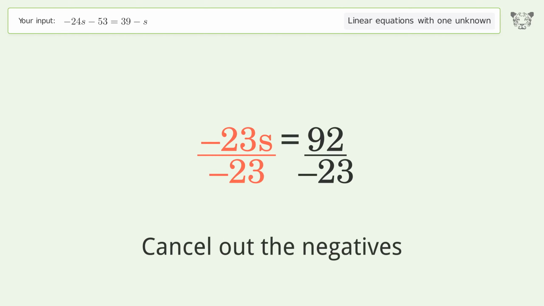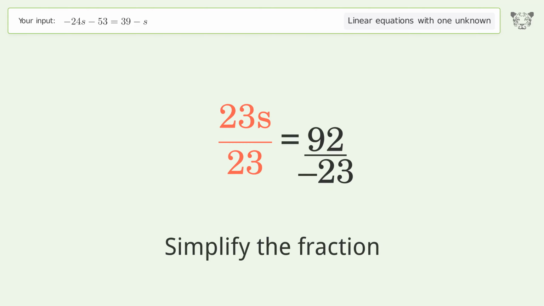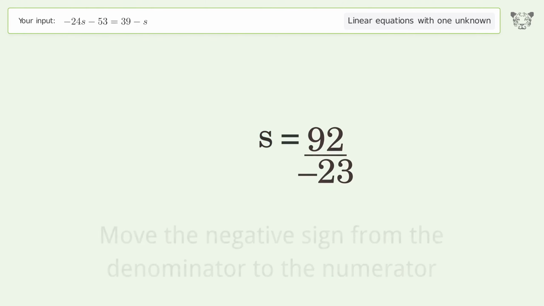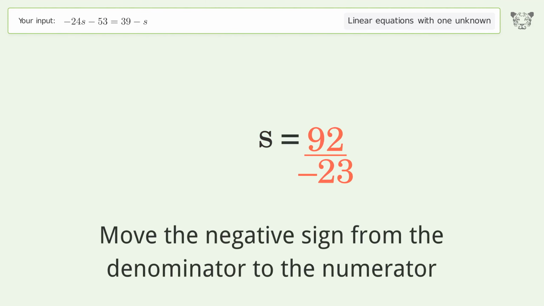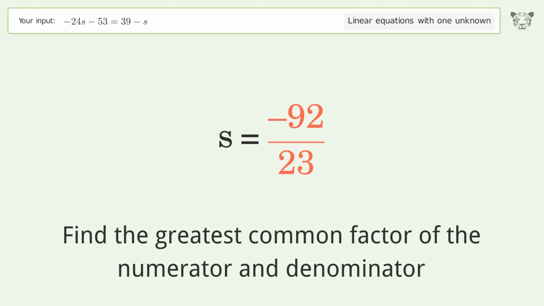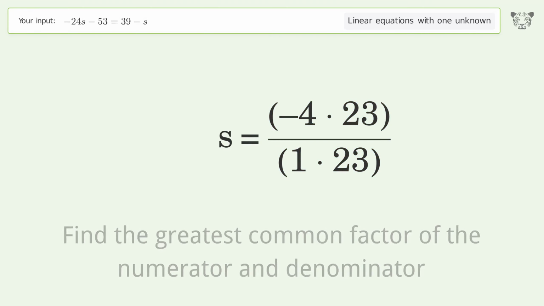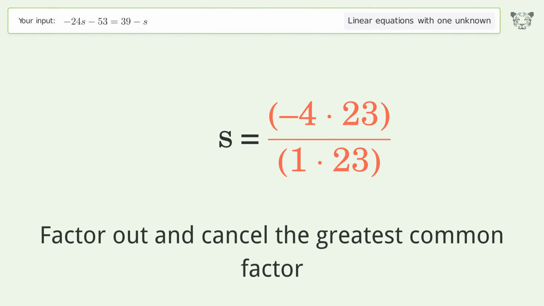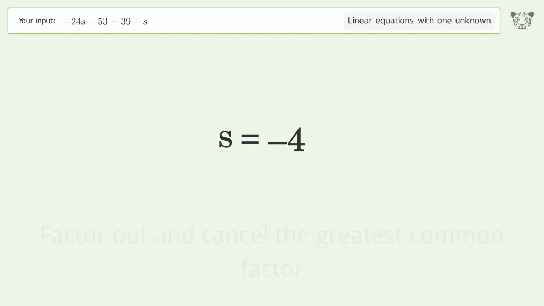Cancel out the negatives. Simplify the fraction. Move the negative sign from the denominator to the numerator. Find the greatest common factor of the numerator and denominator. Factor out and cancel the greatest common factor. And so the final result is s equals -4.